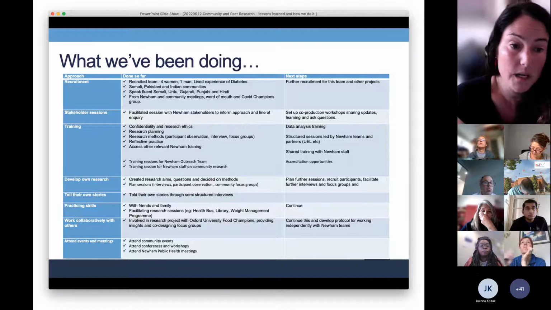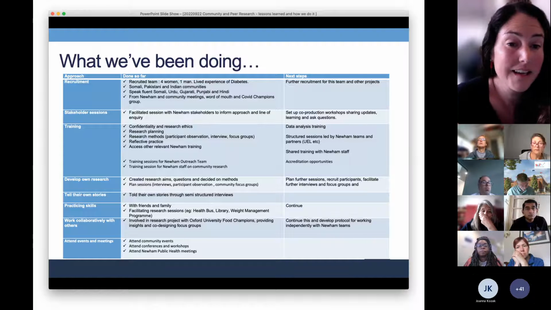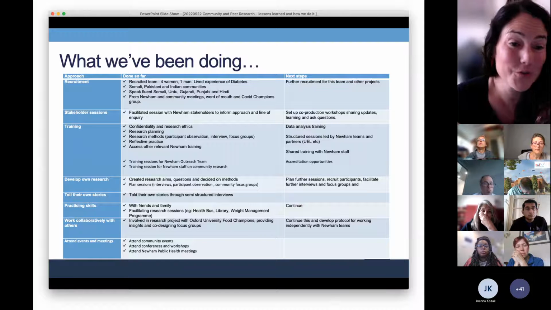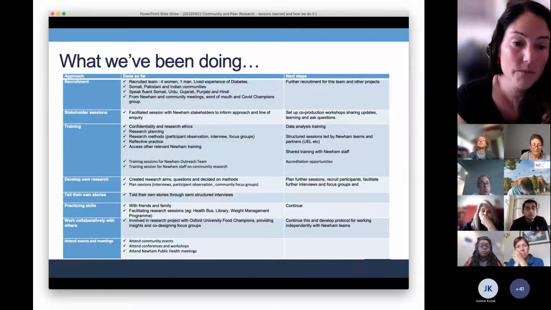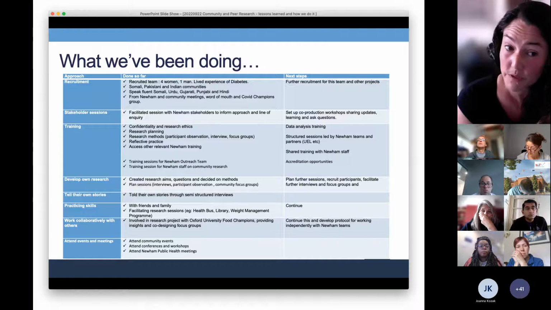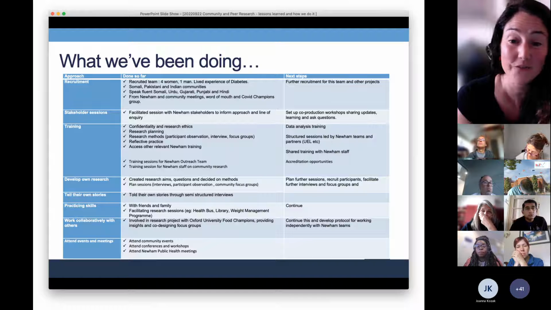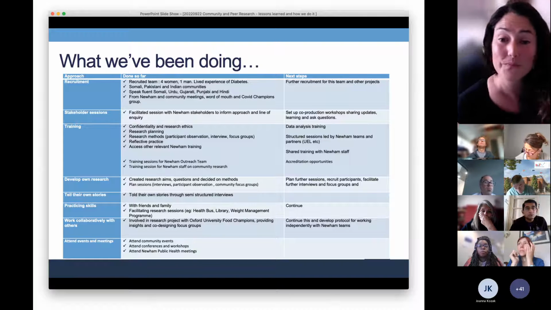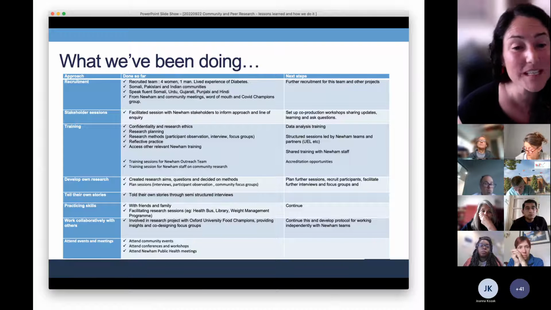So we have people from Somali, Pakistani, Indian communities. We have some great language skills within the group, even though it's only a very small group. They speak Somali, Urdu, Gujarati, Punjabi and Hindi. And we recruited people obviously from the Newham community. We did that via word of mouth, the COVID champions groups and different community meetings. Next, we'll probably look at recruiting more people and build the project.